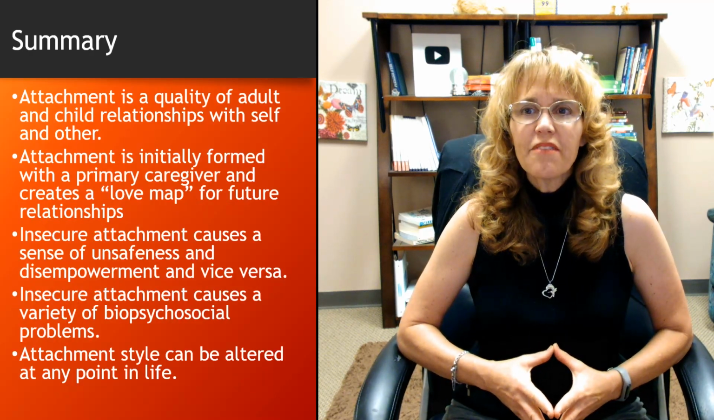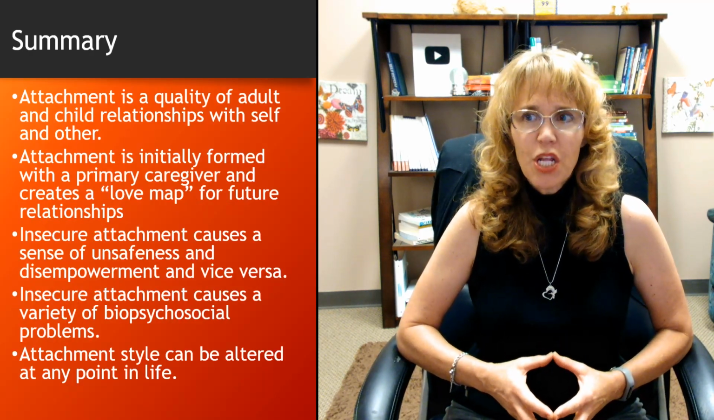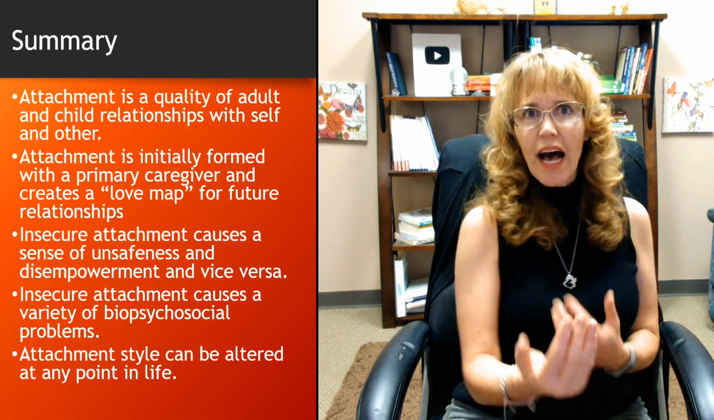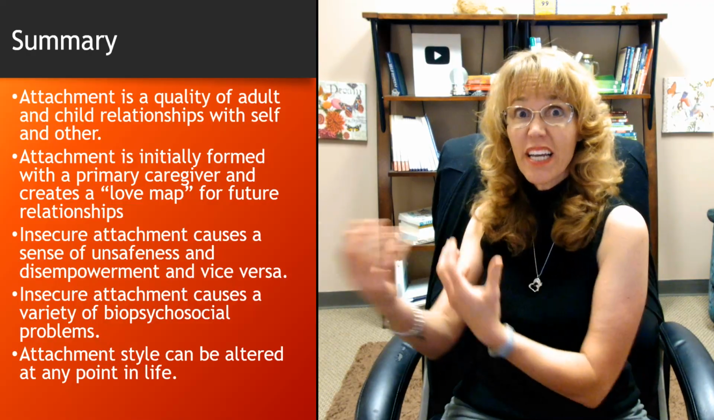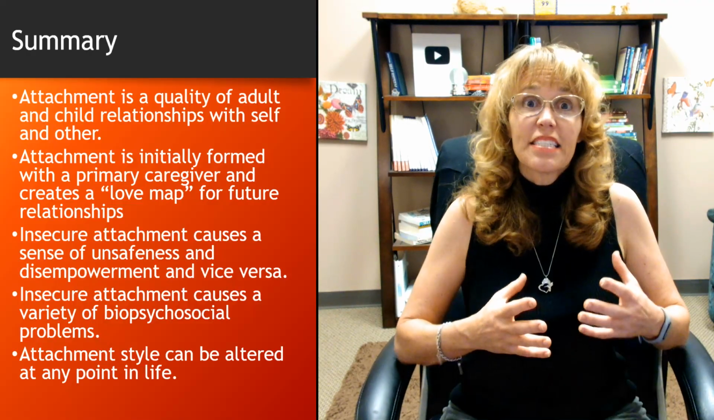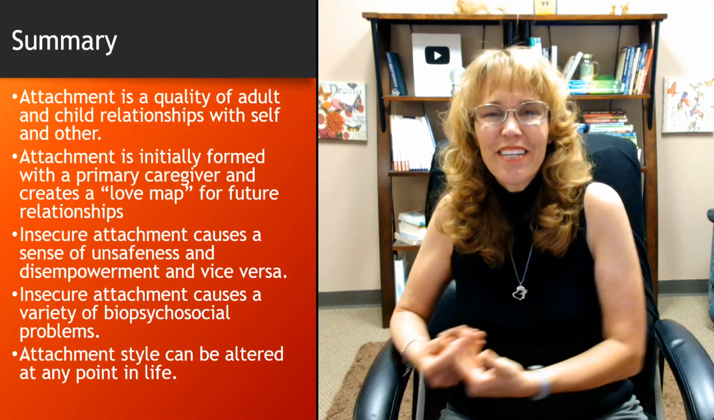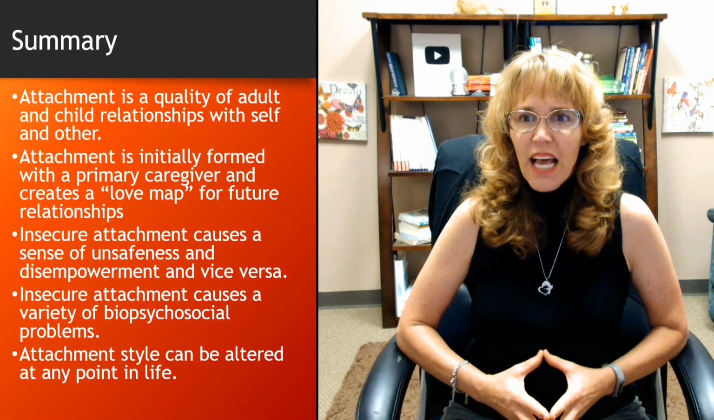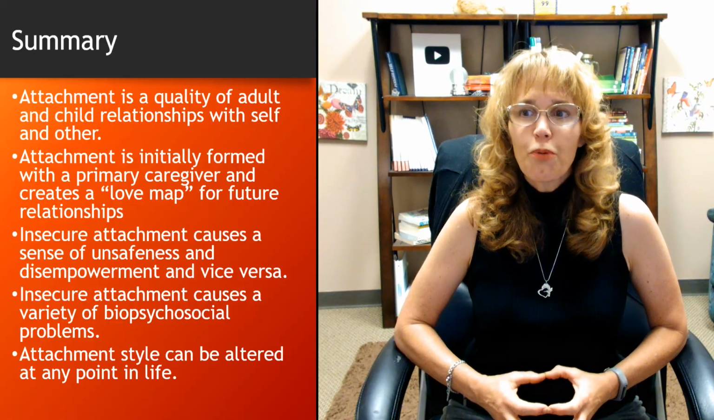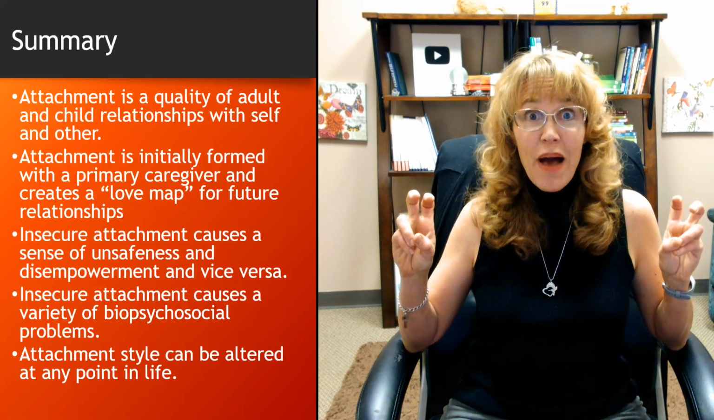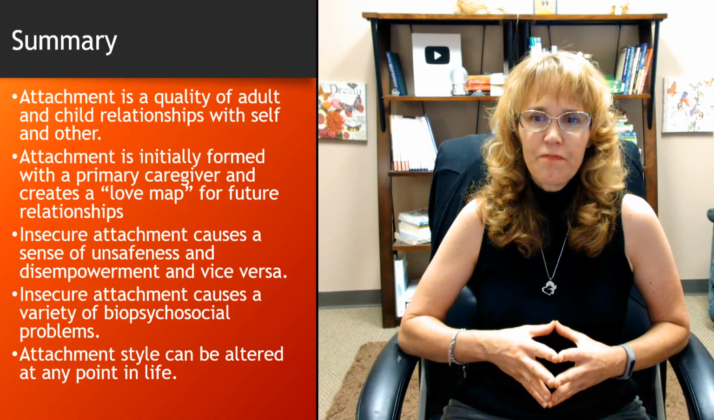Attachment is a quality of adult and child relationships with self and others. So as a child, how do I interact with myself? How do I interact with other people? As an adult, how do I interact with myself? How do I interact with other people? Attachment is initially formed with a primary caregiver and creates what some call a love map for future relationships.